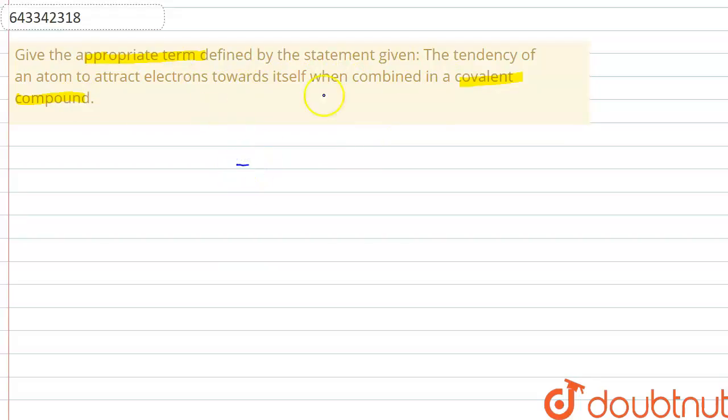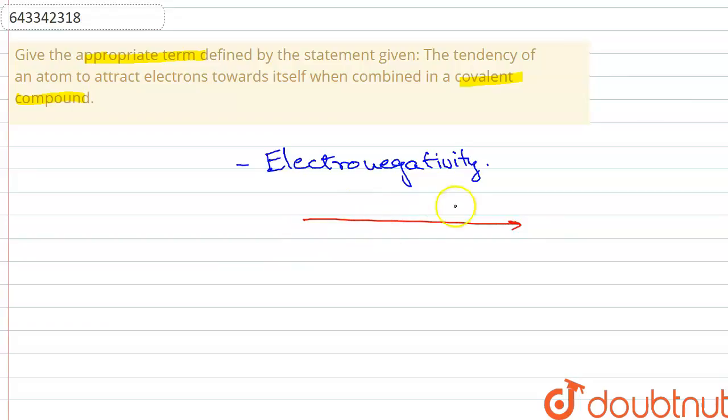So the term given for this statement is electronegativity. Electronegativity. So electronegativity is the tendency of an atom to attract electrons towards itself. So in the periodic table, as we go from left to right, the number of shells remains the same, but the number of electrons increases.